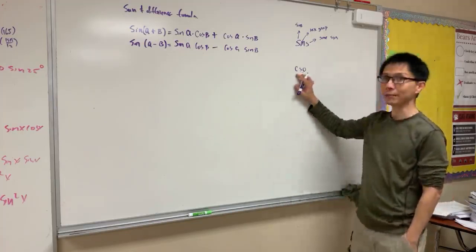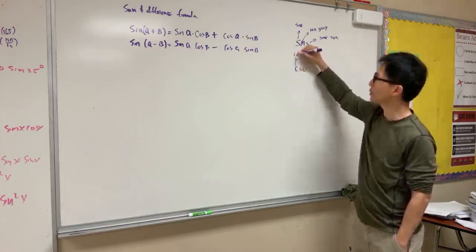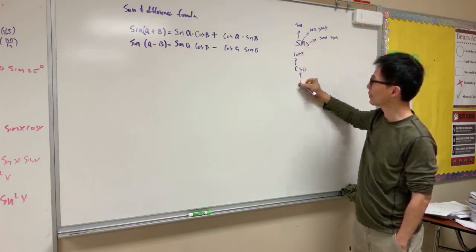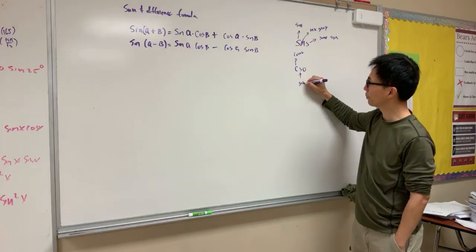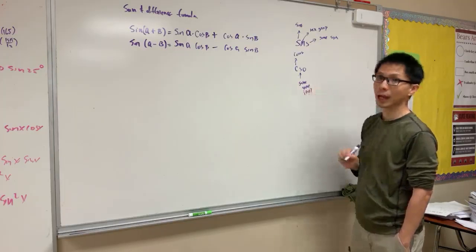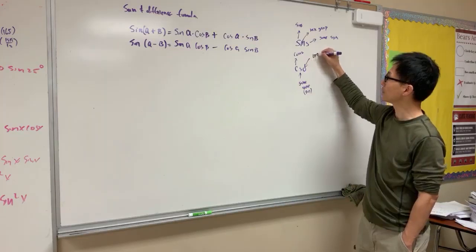Now, for the cosine, this stands for cosine. And that stands for same group. Not only same group, it's same group starting with a cosine. Because that is same group starting with cosine, this one's opposite sign.